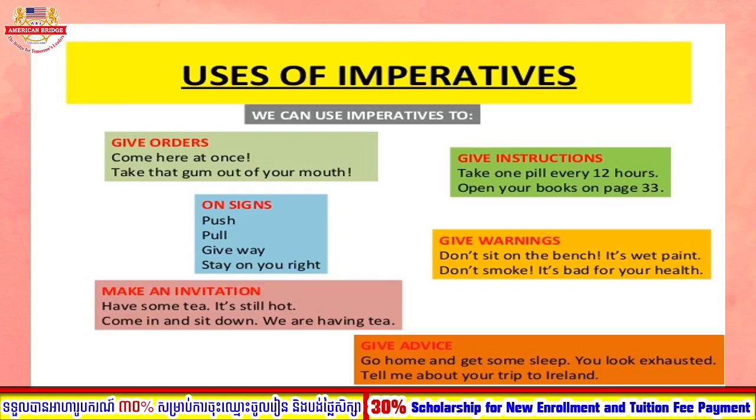Open your book on page 33. Look, like right now I tell you, right? Open your book. It means I give an instruction to you. Another one is giving warnings, like don't sit on the bench, it wets pen. Don't smoke, it's bad for your hair, right?